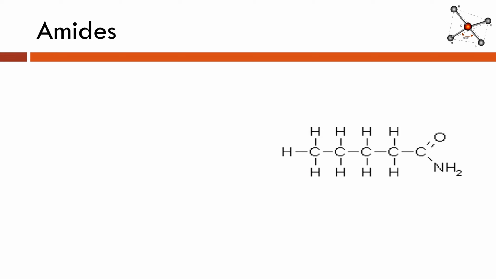Good. And the last one that we've got on that table R, are the amides. Amides look a lot like carboxylic acids, or organic acids, I should say, except instead of carbon being double bonded to an oxygen and single bonded to an OH, now it's a double bond to an oxygen and a single bond to an NH2 group.